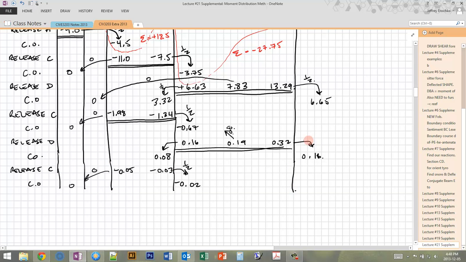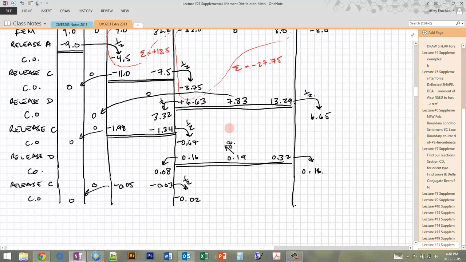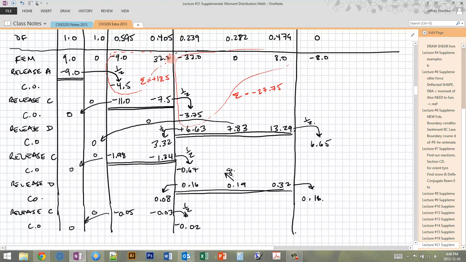So how do I know if I've gone far enough? Well, it kind of depends on what the scale of your moments are. So here, the maximum moment is about 32. If I get 32.0 or 32.1, it's probably little difference. It's under 1%. So in that case, if I get these to below 0.1, then I've probably gone far enough as far as accuracy is concerned.